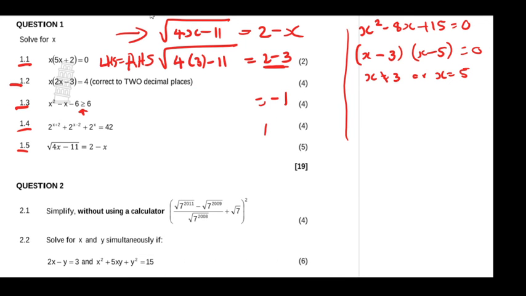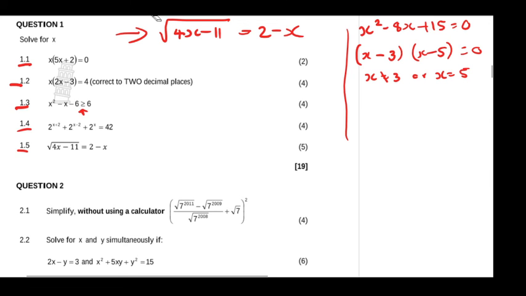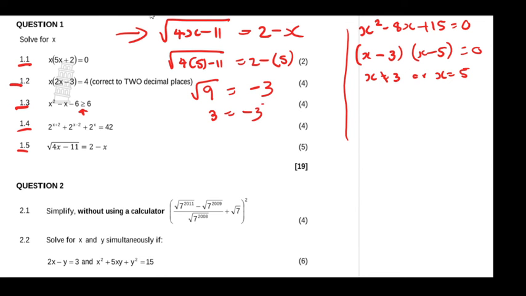So we're going to test for 5 now. So we're going to say the root of 4 into 5 minus 11 equals 2 minus 5, right? So let's substitute, punch that in your calculator. So what I'm getting here is the root of 9 equals minus 3. So it's 3 equals minus 3. So these are not equal, right? Meaning x is not equal to 5.